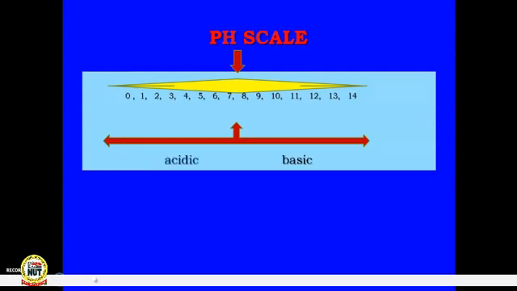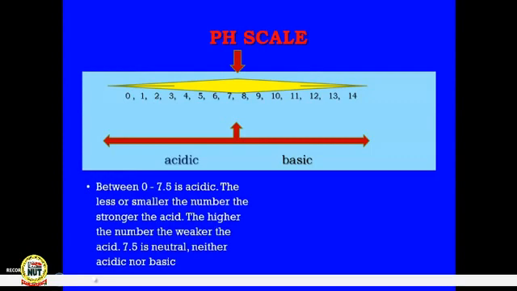Now, the left hand side, like I said, is acidic, and the right hand side is basic. Let's look at this. Between 0 to 7.5 is acidic. The smaller the number, the stronger the acid. The higher the number, the weaker the acid.